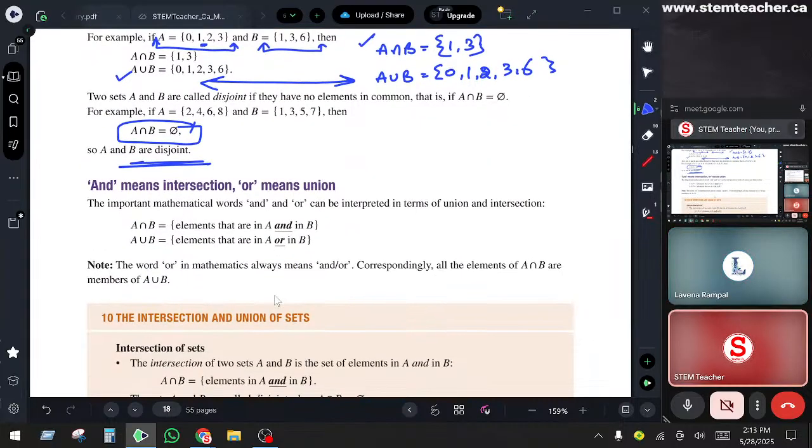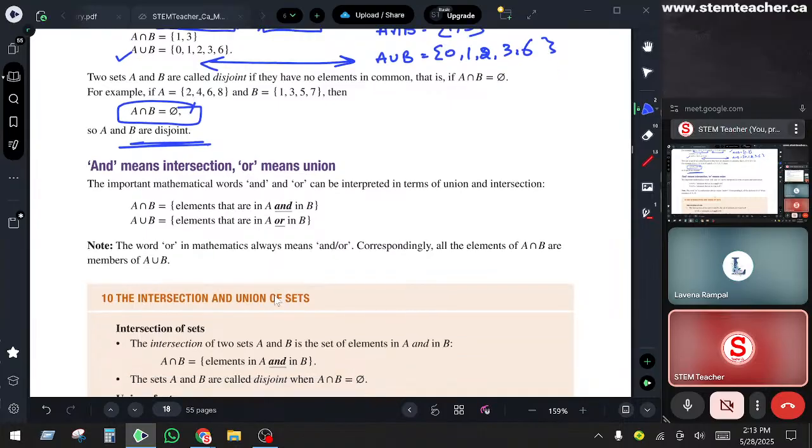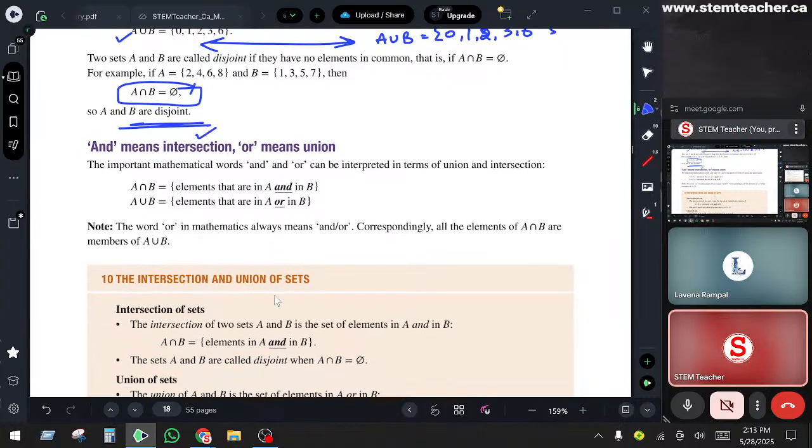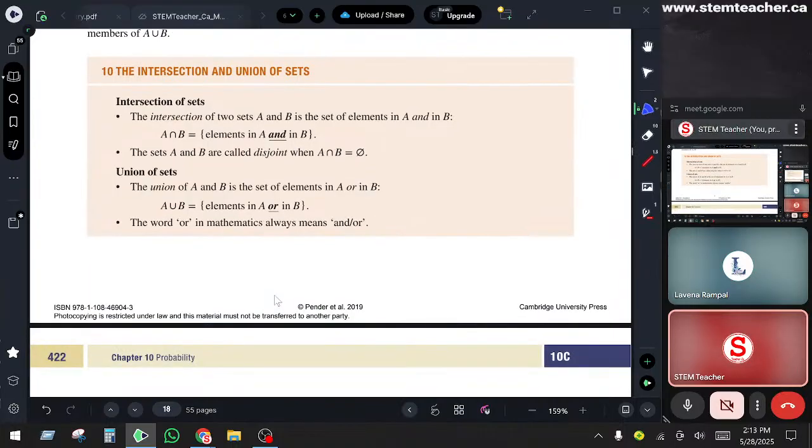And next, again same notation. And means intersection, or means union. Okay. So we call this a notation: A intersection B, A and B; A union B, A or B. If the intersection is empty, then we call it disjoint. That's it.